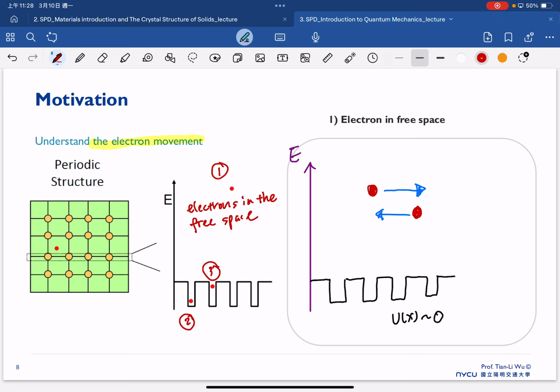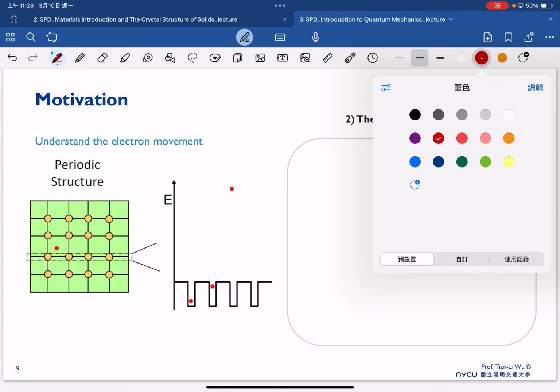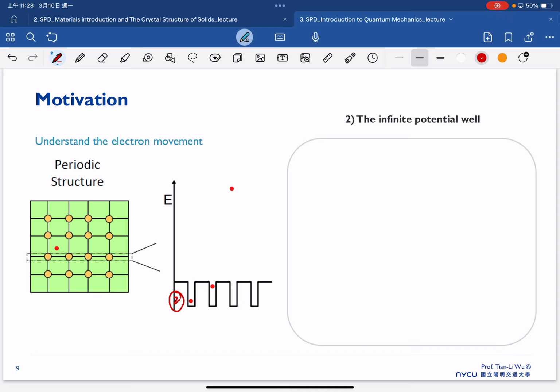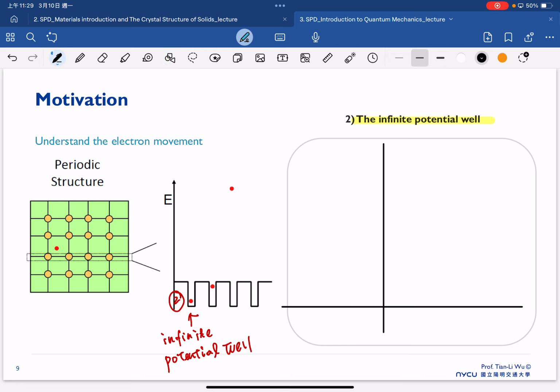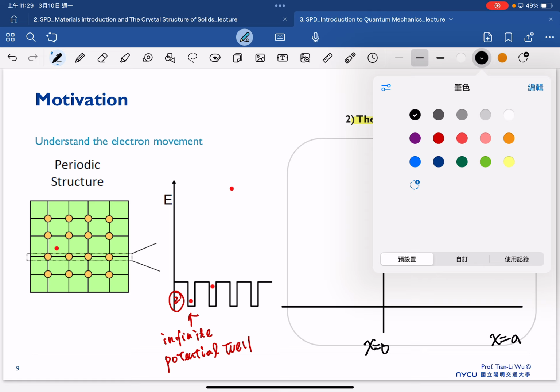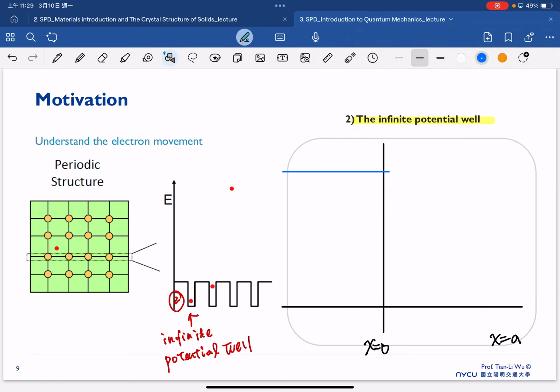Okay, so the next one is the second one here. We consider the electrons inside the infinite potential well. So in this case, we have the positions x equal to 0 and x equal to a, and we consider the potential well as shown here.